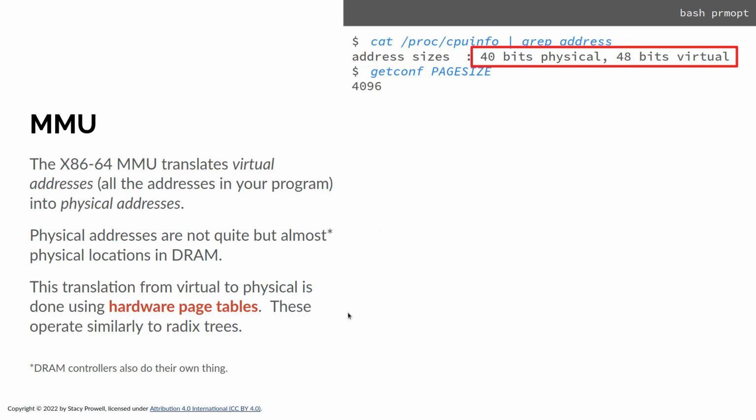The translation from virtual to physical is done using page tables. If you know what a radix tree is because you had a data structures class once, you're in good shape, because that's what these are. They are radix trees.